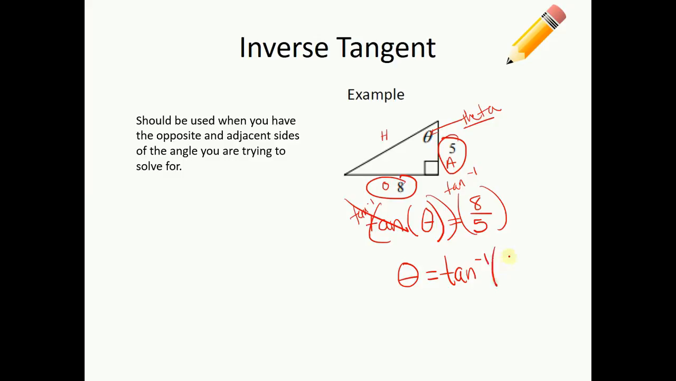Now I just need to know what's the inverse tangent of 8 over 5. So in my calculator, I'm going to go inverse tangent of 8 divided by 5. And I get a measurement of theta, angle measure, is 57.99 degrees.